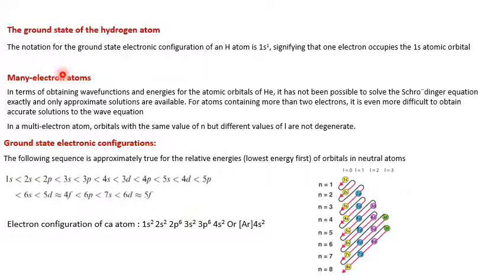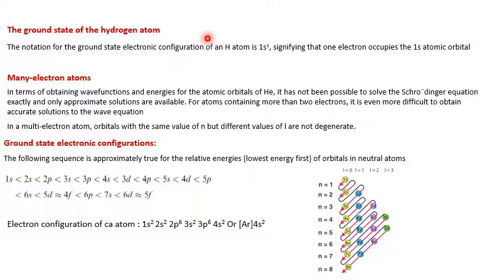Hello everyone. So in this lecture I will continue our discussion on basic concepts of atom. Here I will talk about a hydrogen atom ground state, many electron systems, many electron atoms like helium, lithium having more than one electron, how to represent the electronic configuration of different atoms and their related properties. So first I'll talk about the ground state of hydrogen atom.